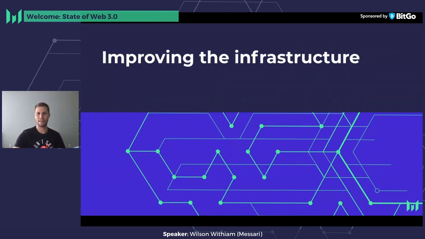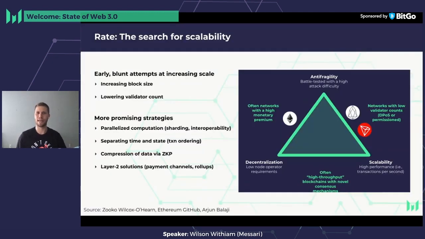So we have a couple of movements going on at the base layer to improve two of the critical concerns or problems that we run into from time to time. And the first one is looking to increase scalability, increase the rate of transactions. A lot of the blunt early attempts were increasing block size or lowering validator count, and that was especially seen in DPoS chains like EOS and Tron.